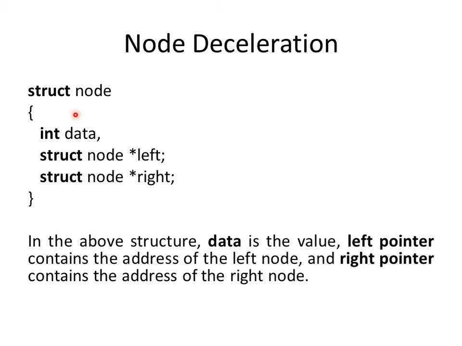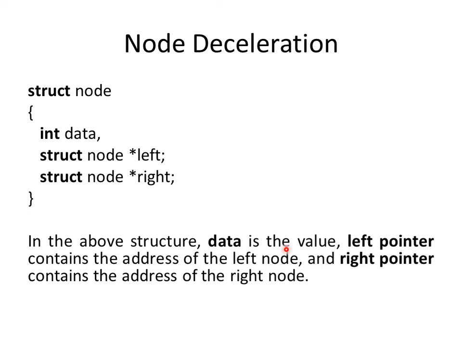Here the node is declared as struct node with int data, then struct node star left, that is a pointer variable, left link we can say, and struct node star right, the right link. This is called a self referential structure because of the data types which we have used here. This is called a self referential structure.